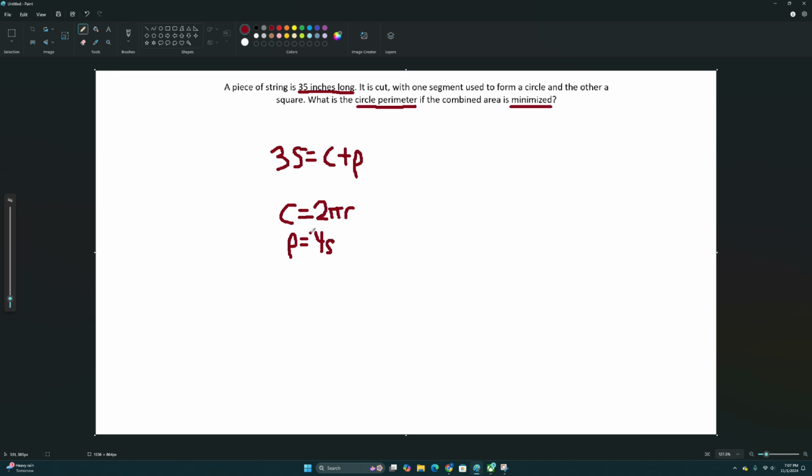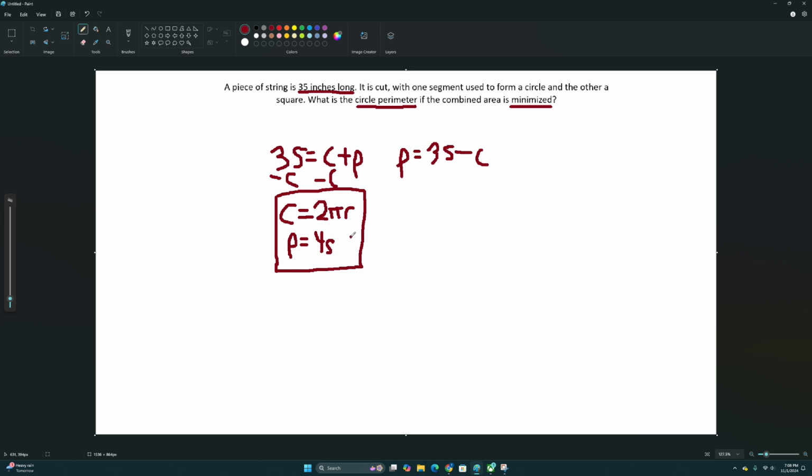And knowing this, we could isolate it. Since we're solving for the circle perimeter, we're going to want to isolate what P is, right? We're going to put P in terms of C. So we're going to subtract C from both sides. So we would end up with P being 35 minus C. Now, looking at these equations over here, these are really important in a second. That's for figuring out the sides. These right here are the sides.